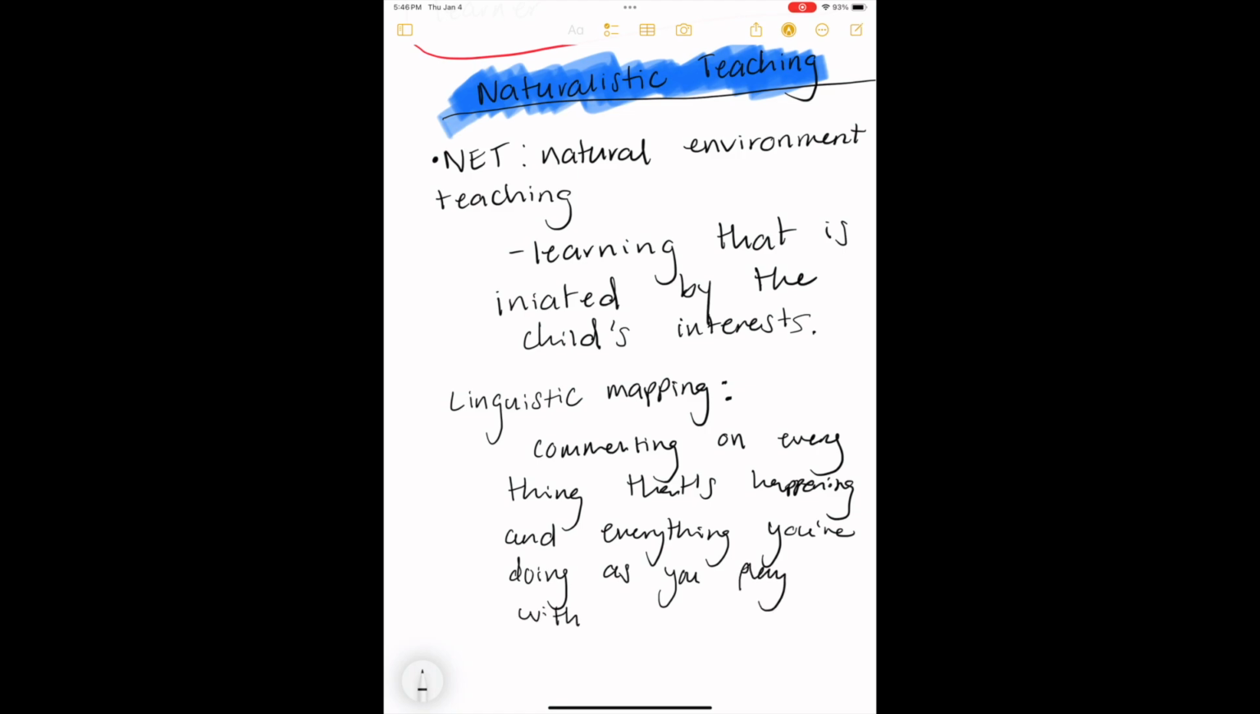So this is a little definition here. This is a really good way to do it. So if someone said, how would you implement NET, natural environment teaching? You could say, oh, through linguistic mapping, right? That would be a way to teach children naturally.